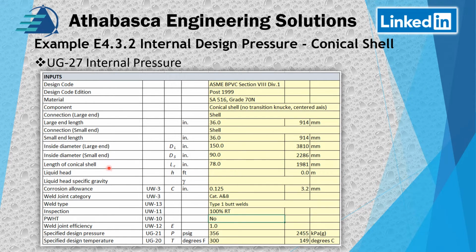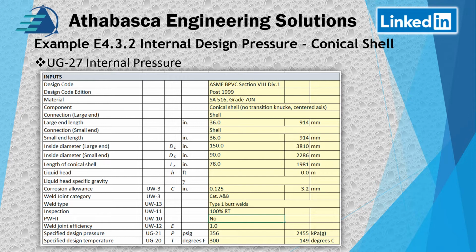Okay, so we're back. So we're looking at Section 8 Division 1 in our first example. We're looking at a conical shell, no transition knuckle. The dimensions are shown here. We've got a length of 78 inches. And I've put here something interesting. I've added this to the example as a supplement. This is the large end length of the cylinder on both sides. So it's 36 on the small end and the large end.